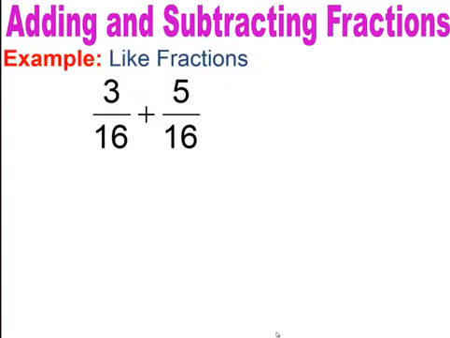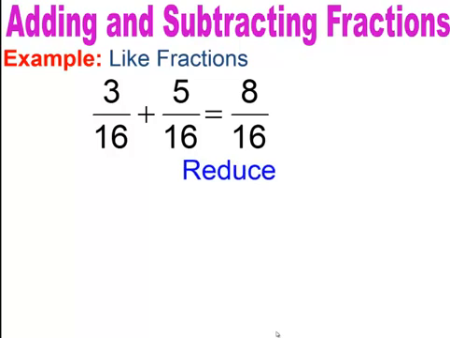So this next example, again, I have like fractions because the denominators are the same. So I can simply, in this case, add my numerators. 3 plus 5 is 8. So it's 8 over 16, that common denominator. And now I can reduce. We have common factors here of 8, so 8 divides into 8 once, and 8 divides into 16 twice. So this fraction reduces to 1/2.